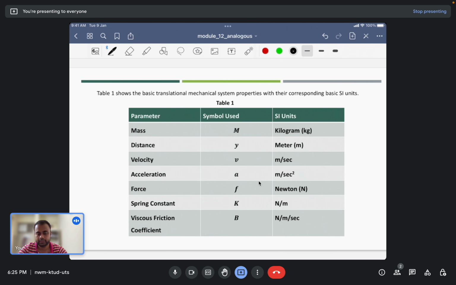So table 1 shows the basic translational mechanical system properties with their corresponding basic units. Mass, represented by capital M, has a unit of kilogram, kg. Distance is represented by y in meters. Velocity is v, the rate of change of displacement with respect to time, so meter per second. Acceleration a, meter per second square. Force is in Newton. Spring constant is in Newton per meter. And the viscous friction coefficient b is Newton per meter per second.